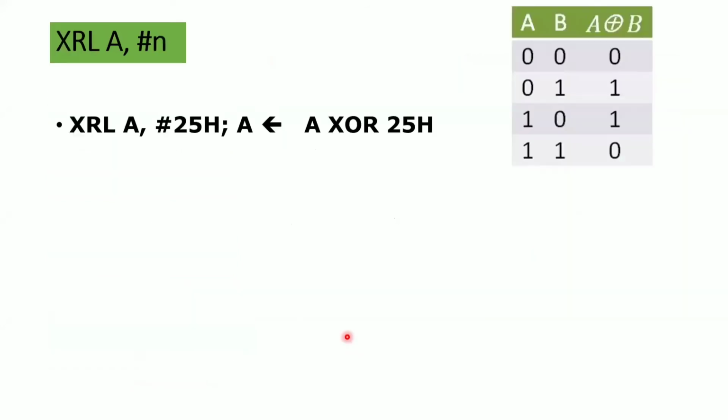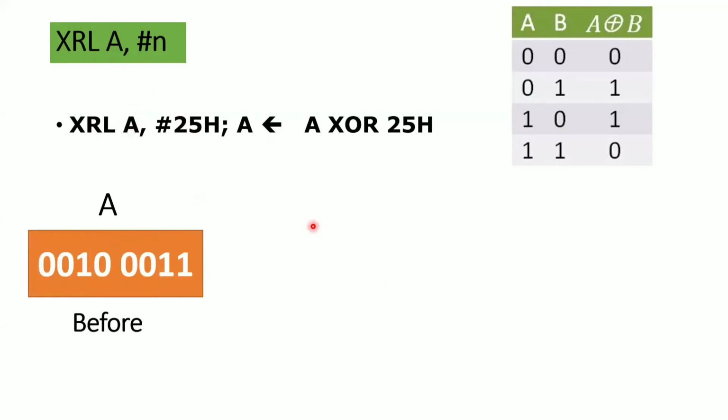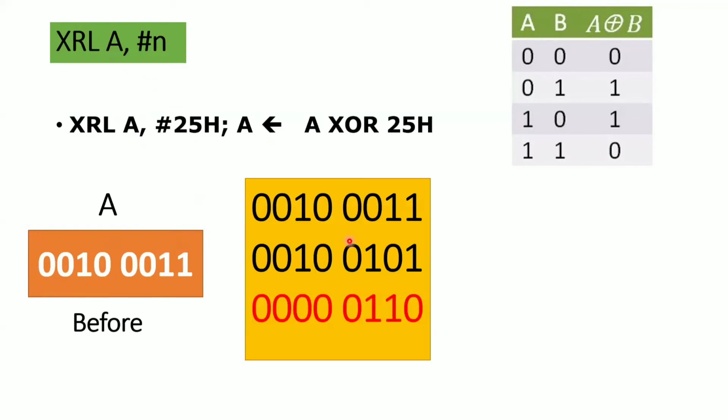The next one is XOR operation. Whenever both inputs are equal, the output is 0. Otherwise it is 1. You can see here XRL A comma #n. That means I'm giving the data here in this instruction. Perform the XOR operation between 25 and A, whatever value A consists of. Now A register consists of some value, perform the XOR operation with 25H, and you are able to get the result.